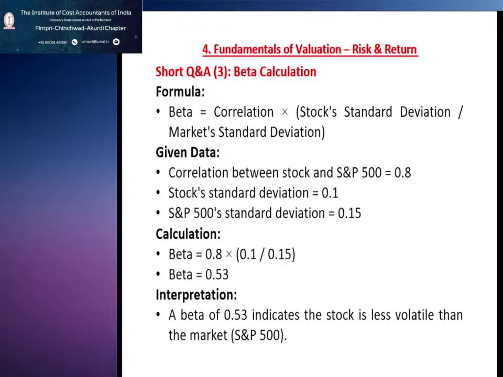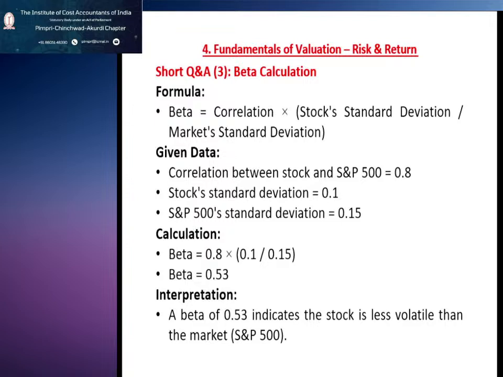Now let's see short question and answer number 3, which deals with beta calculation. How beta is to be calculated: a small problem has been given in the study material. The formula for beta is the correlation times the stock's standard deviation divided by the market's standard deviation. The given data: correlation between the stock and the S&P 500 is 0.8, the stock's standard deviation is 0.1, and the S&P 500's standard deviation is 0.15.